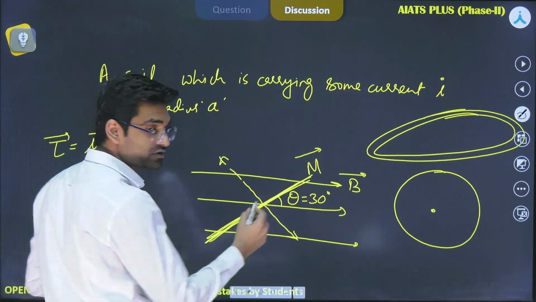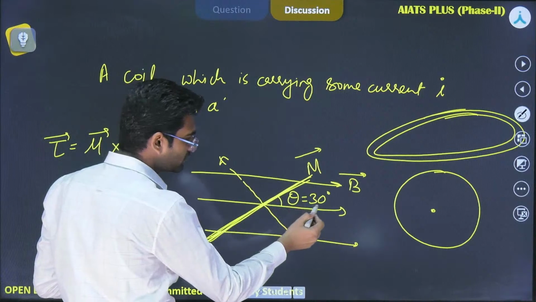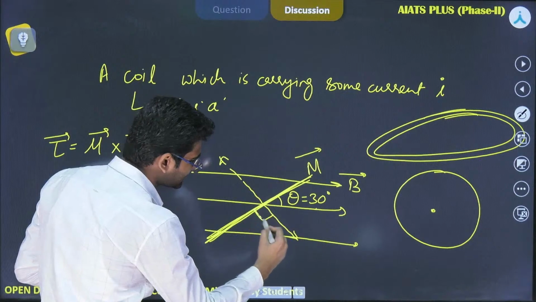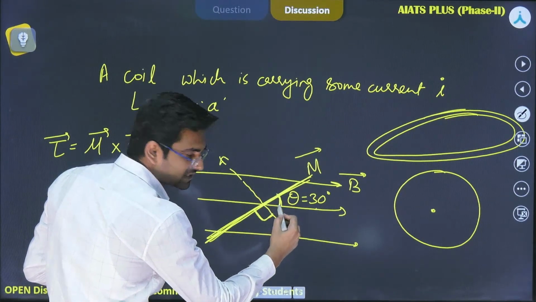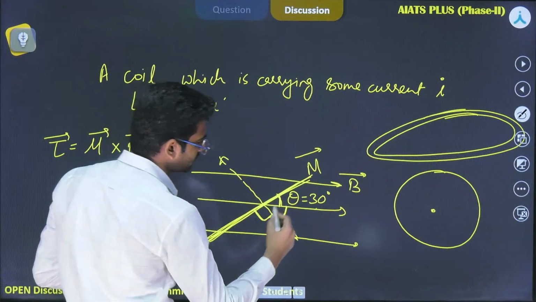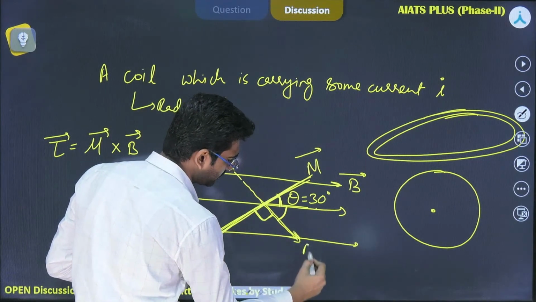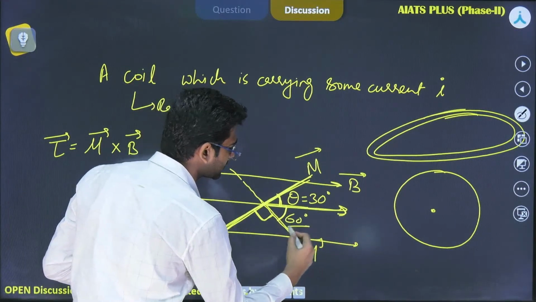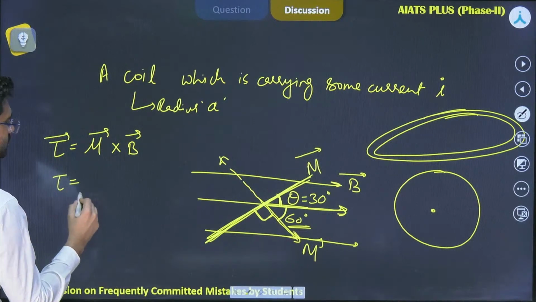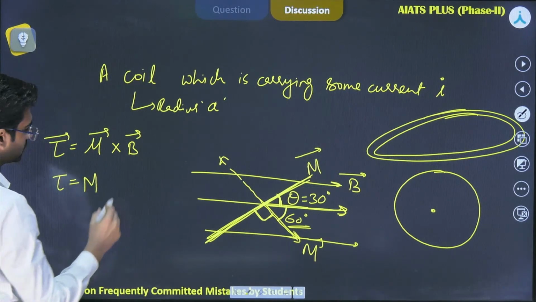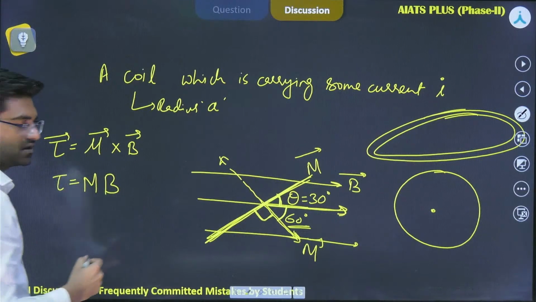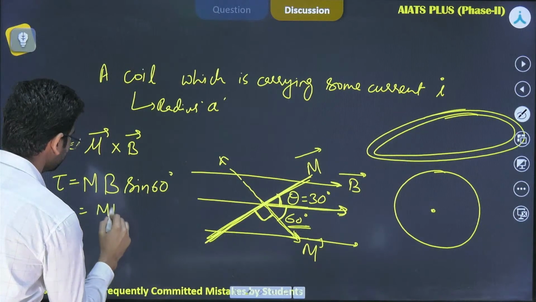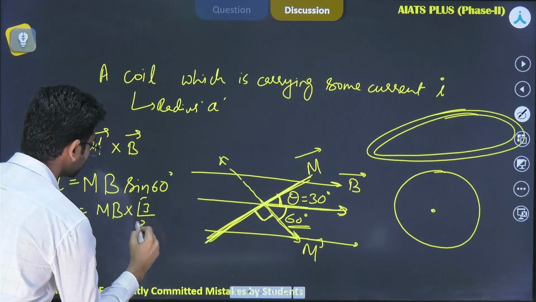So this would not be equal to theta, 30 degrees. It would be equal to, because this is 90 degrees, if this is 90 degrees and this is theta, which is 30 degrees, then the angle between the magnetic moment, that is this M vector, and the magnetic field B, which is this, will be equal to 60 degrees. So I have to write tau is equal to M, the magnitude of the magnetic moment, B, sine 60, which equals MB into root 3 by 2.